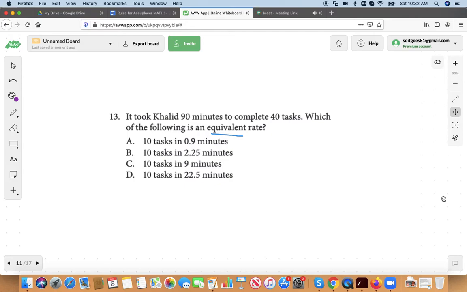Now let's understand the scenario again. Okay? Khalid is working 90 minutes. Think about that. You know how long 90 minutes is, right? Yes. How long is that, in hours, by the way? Do you know how many hours? How many hours is 90 minutes?